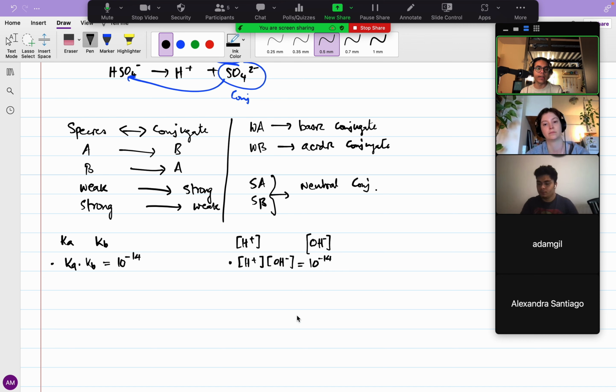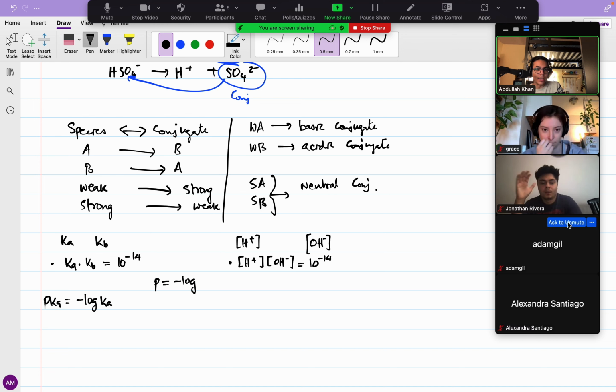Now, instead of dealing with these quantities, you can also deal with their P counterparts. So instead of Ka, you can have pKa, pKb, pH, and pOH, right? And you should understand P as saying negative log. So pKa is negative log of Ka.